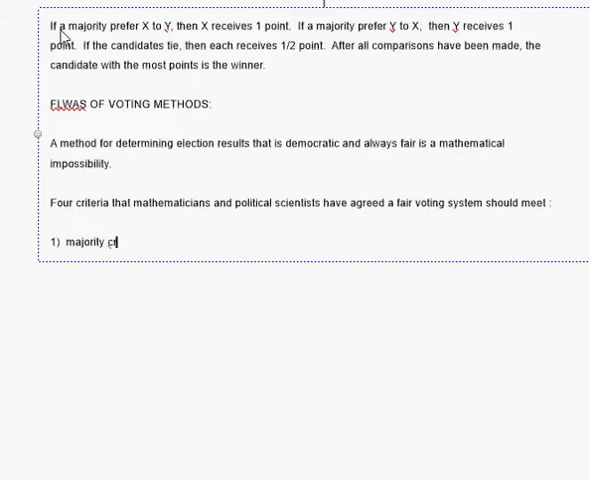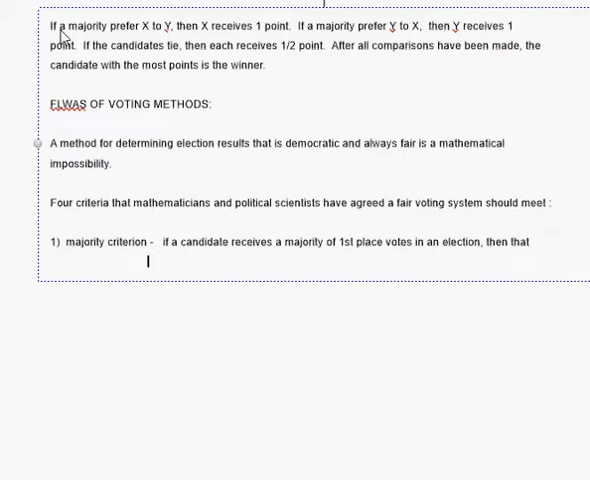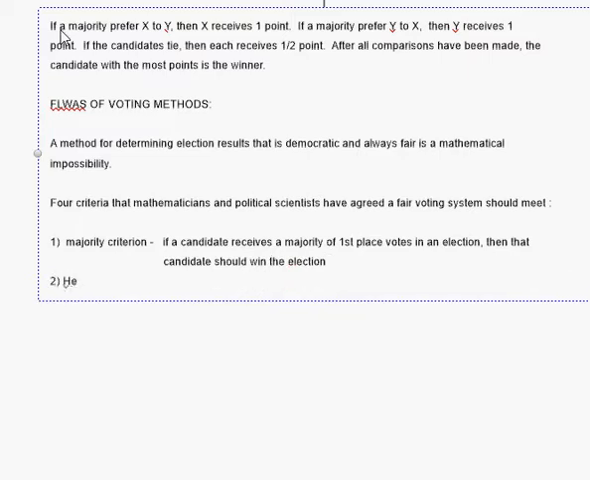1. Majority criterion. If a candidate receives a majority of first place votes in an election, then that candidate should win the election.